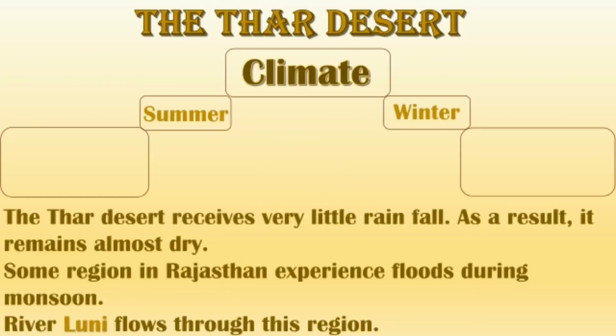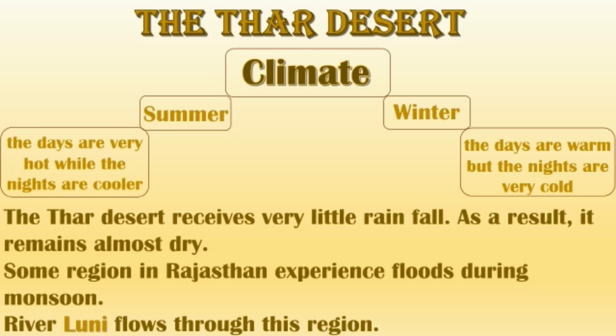The Thar Desert has an extreme type of climate. During summer, the days are very hot while the nights are cooler. In winter, the days are warm but the nights are very cold. The Thar Desert receives very little rainfall. As a result, it remains almost dry. Some regions in Rajasthan experience floods during monsoon. River Luni flows through this region.